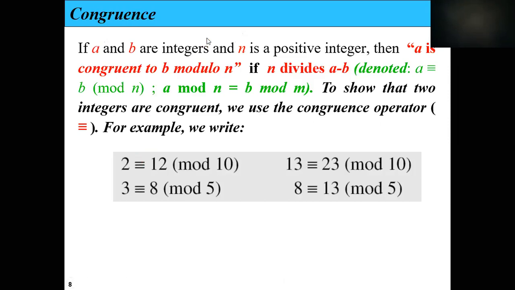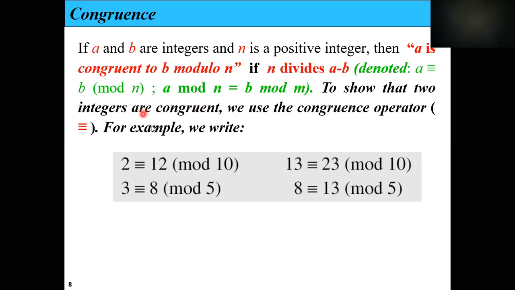Let me tell you what congruent is. I have also discussed it in my previous class, but I will refresh it because it will be utilized in our next slides. If a and b are two integers and n is any positive integer, then a is congruent to b mod n if n divides the difference of a and b. We can write it as a is congruent to b mod n, or sometimes a mod n is equal to b mod n.